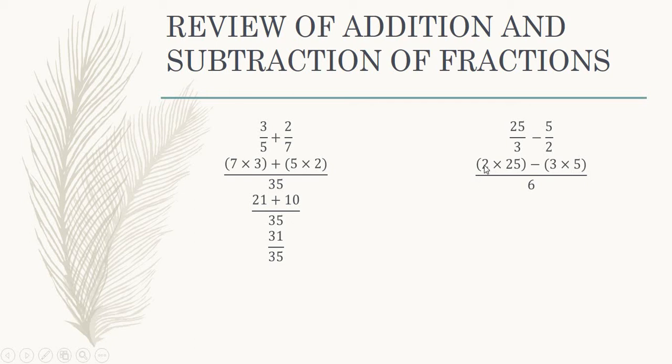Now 2 times 25, that's going to be 50, and 3 times 5, that's going to be 15. So it's going to be 50 minus 15, that leaves us with 35 over 6.